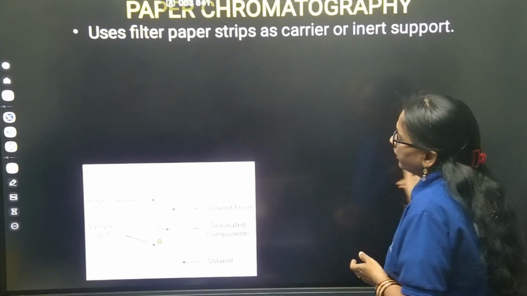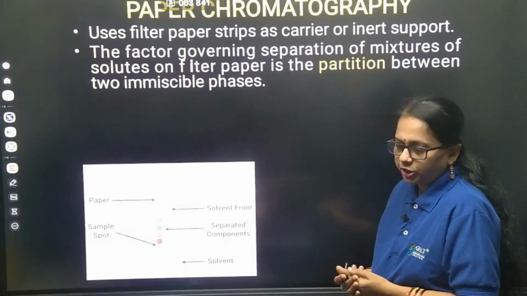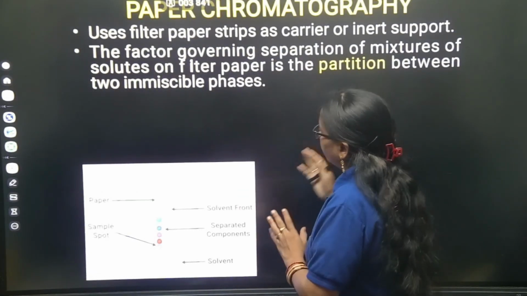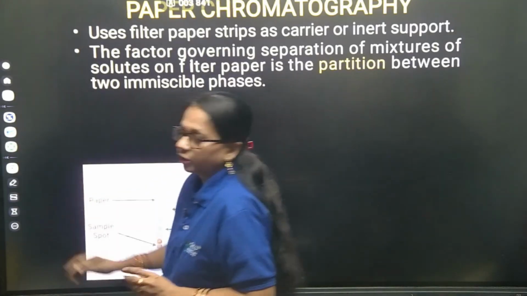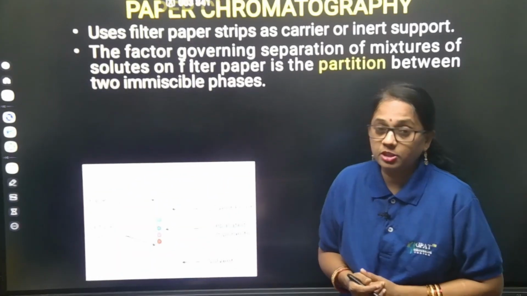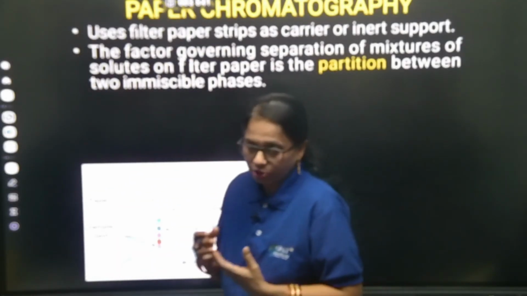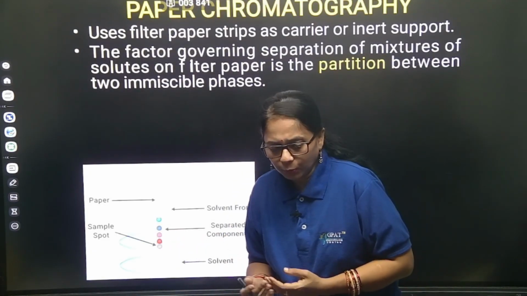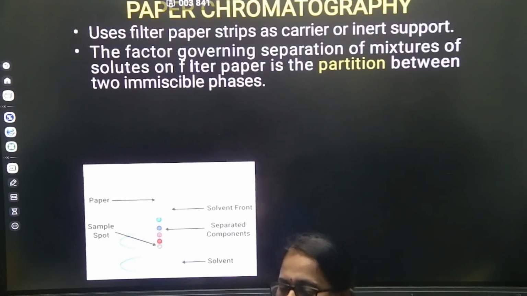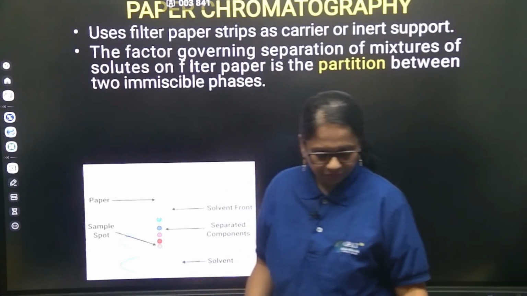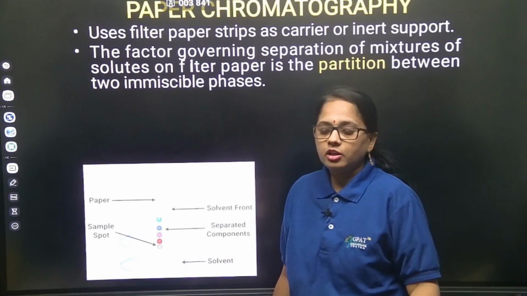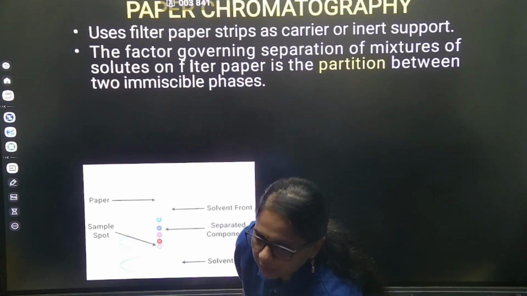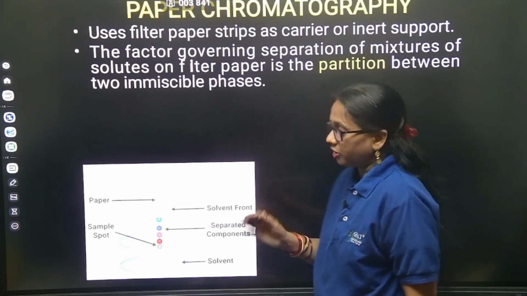The papers we are going to use must be inert in nature, and the principle majorly involved in the separation of the compounds is partition, because the cellulose paper is present and pores are there. The pores present in that cellulose paper act as a stationary phase. That is why the principle involved in paper chromatography is considered partition chromatography.